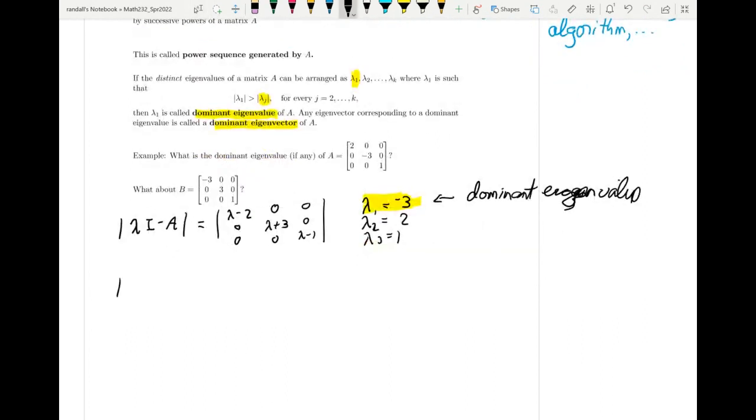So this is the dominant eigenvalue. And then for the next example, it's also a diagonal matrix, so I can just write down what the eigenvalues are. Lambda 1 is -3, lambda 2 is 3, lambda 3 is 1. But because these are the same in absolute value, B has no dominant eigenvalue. No dominant eigenvalue.